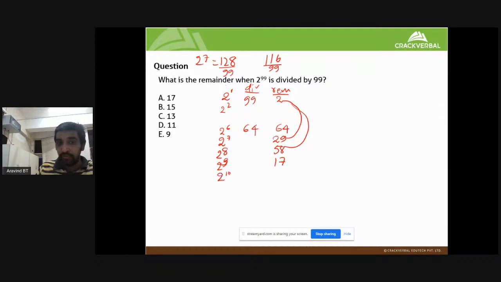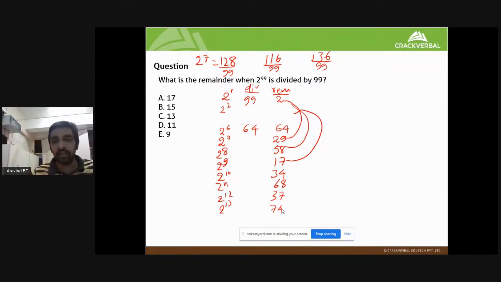2 power 10, 17 into 2, 34. 2 power 11, 34 into 2, 68. 2 power 12, 68 into 2 is 136, so a remainder of 37. 2 power 13, 37 into 2, 74. As long as we are below 99, we don't do anything. Only when we cross 99, we divide it and find the remainder again. 2 power 14, 74 into 2, 148 by 99, which gives us a remainder of 49, right?